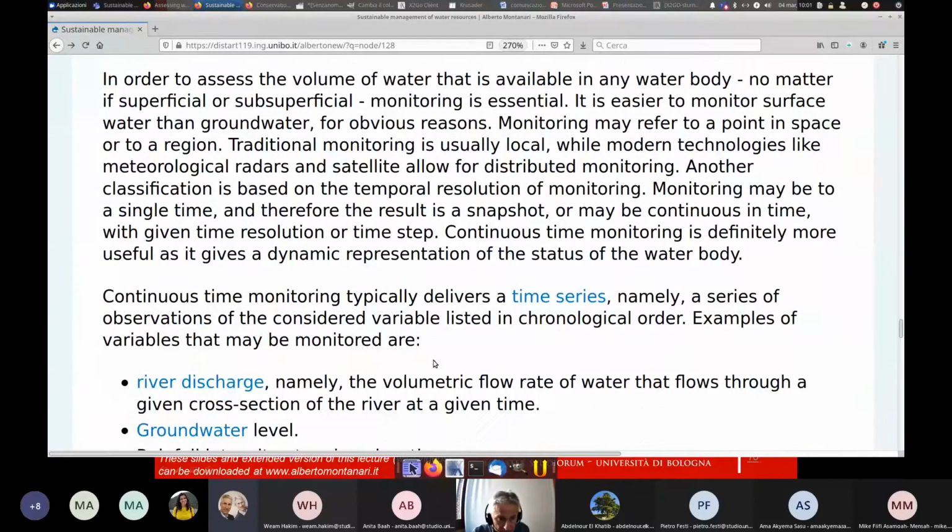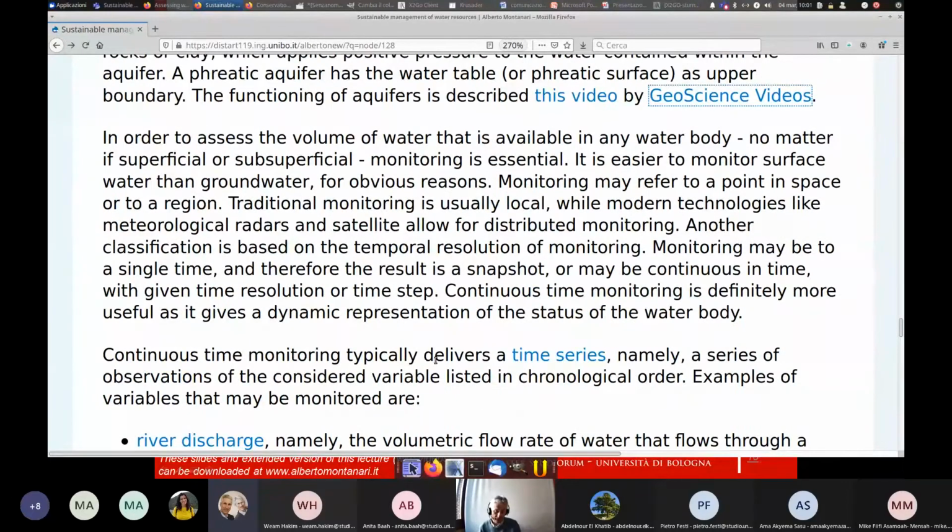So I said that mathematical modeling is not only the solution. And in any case, also, in order to set up a mathematical model, we need monitoring to answer the question, how much water is there? So monitoring is essential in water resources management, both for surface water and groundwater.